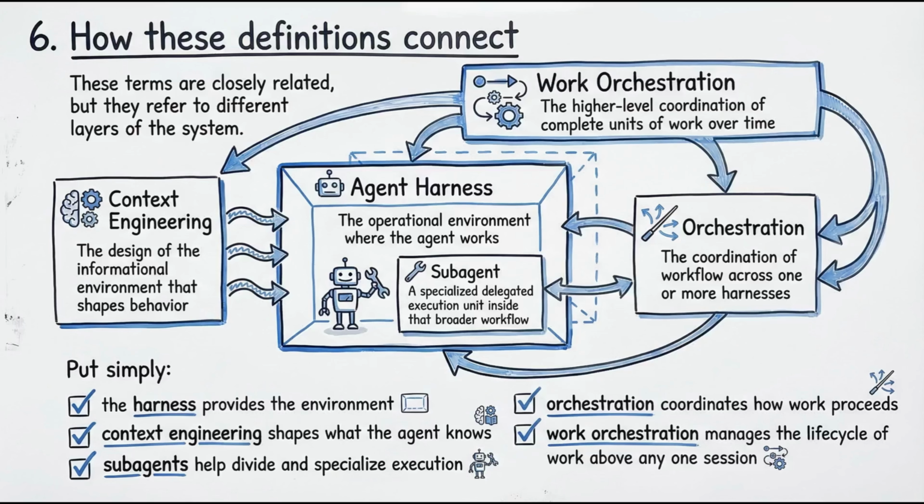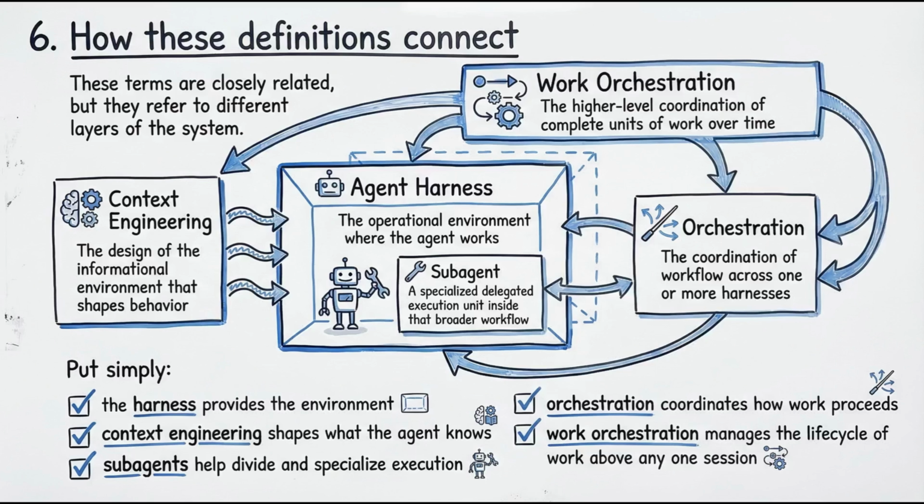Next is context engineering. If the harness is the workspace, context engineering provides the instructions and background material. It is the careful design of the informational environment that shapes the agent's behavior and dictates exactly what it knows. Inside this broader workflow, you will often find subagents. These are specialized, delegated execution units.